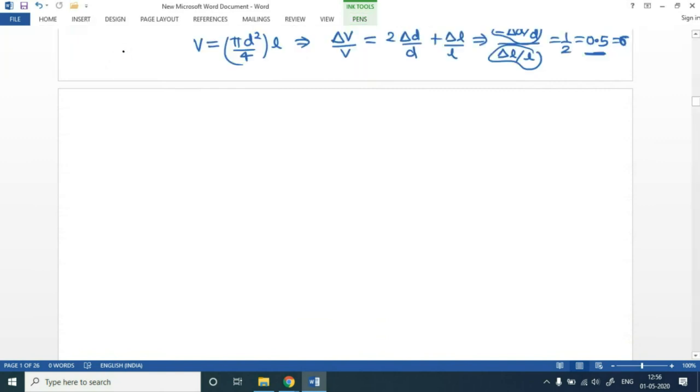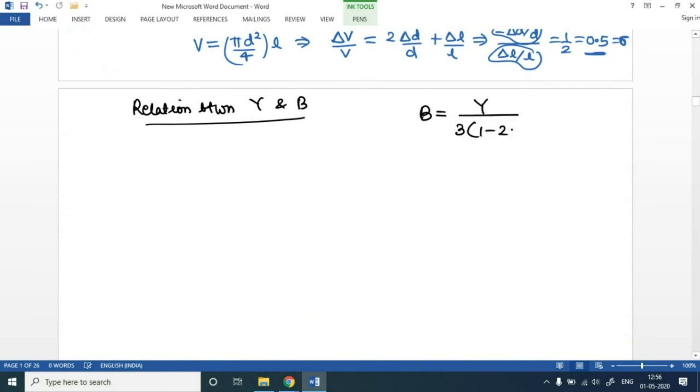Here I am taking an example of the relation between Young's modulus and bulk modulus. You might already be aware of that relationship. It is B equals Y upon 3 into (1 minus 2 sigma), where B is the bulk modulus, Y is Young's modulus, and sigma is the Poisson's ratio. So how can we justify this relationship?